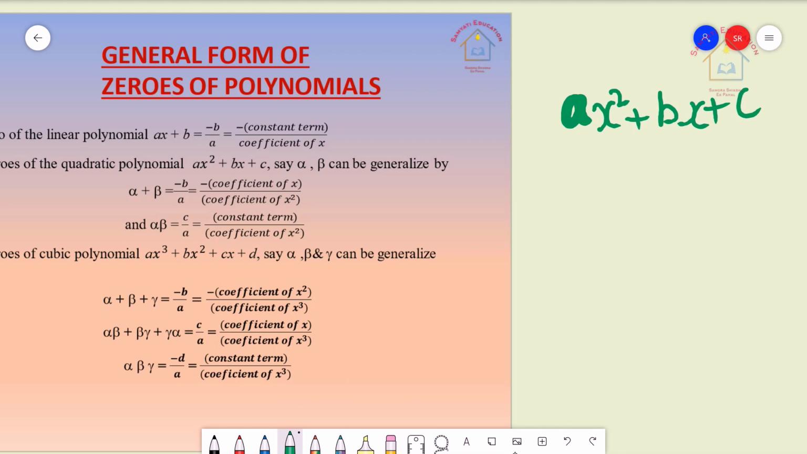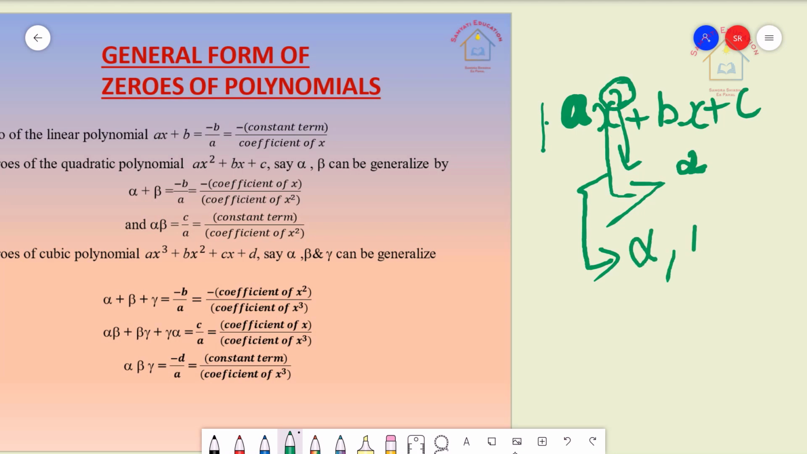then here you can see that the highest power is 2. Now if we are going to find the value of x over here, we have to solve it, and we will get two values of x. Say that when we solve this equation ax square plus bx plus c, we get the zeros alpha and beta.